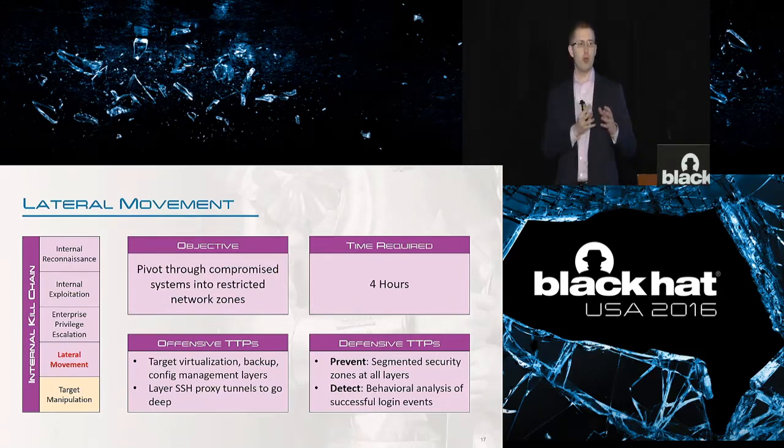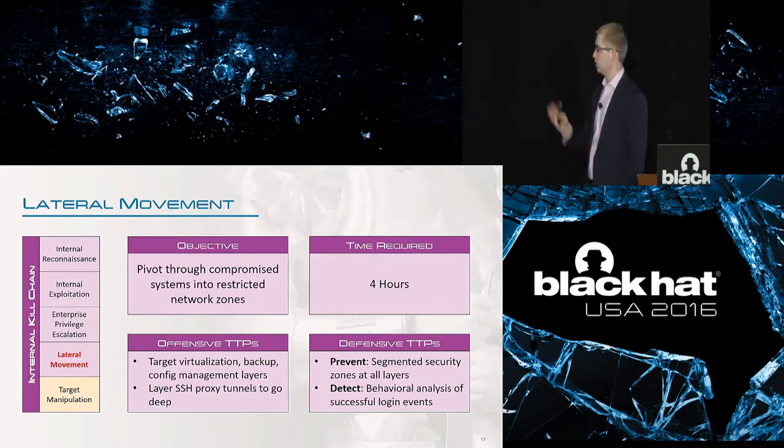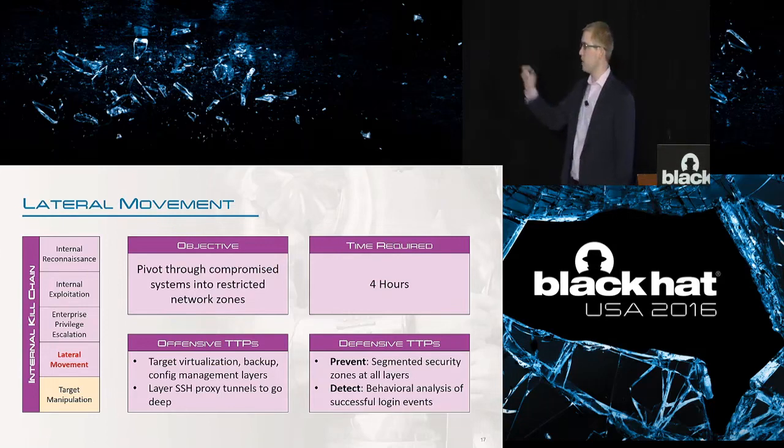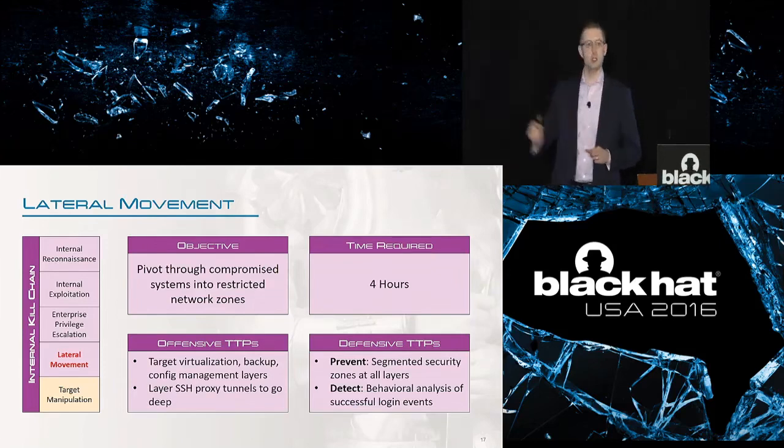All of this is preparation for moving into the target manipulation kill chain. So at this stage, prevention is about making this as difficult as possible, requiring the adversary to go through as many steps as possible, or as many iterations of that internal kill chain, to be able to talk to the systems they care about. And then again, looking at the login events here.